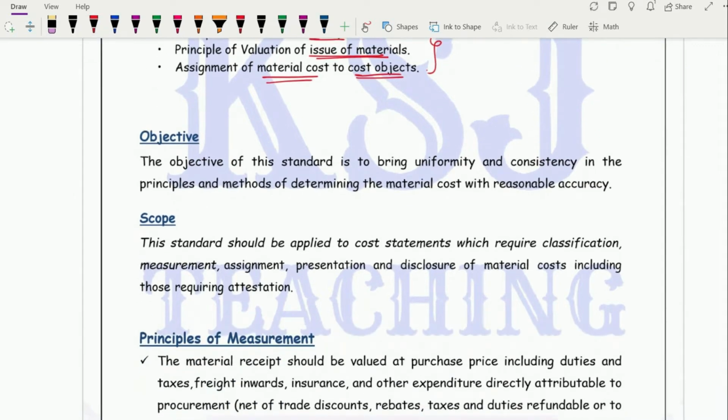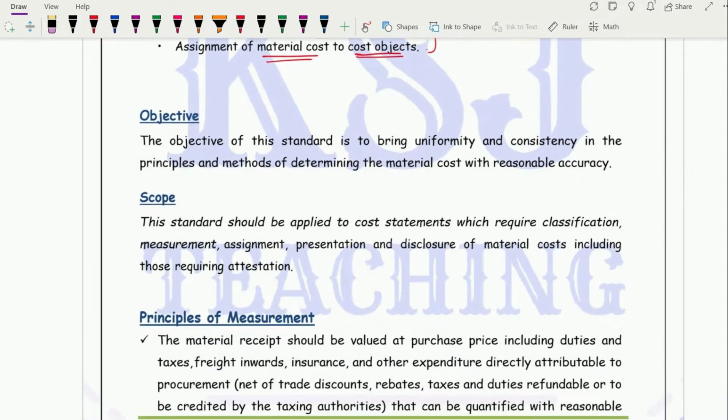The objective of this standard is to bring uniformity and consistency in the principles and methods of determining the material cost with reasonable accuracy. Now, we are talking about one of the most important costs, that is the material cost. Out of all the costs, the most important cost is the material cost. Why is it one of the most important? Because without material, you cannot start with the production. Without material, you cannot incur the labor cost. Without material cost, you cannot incur the overhead cost. So it is the initial cost. It is the first and the most important, the major cost element in any of the processes, right?